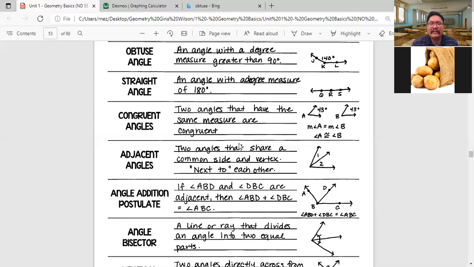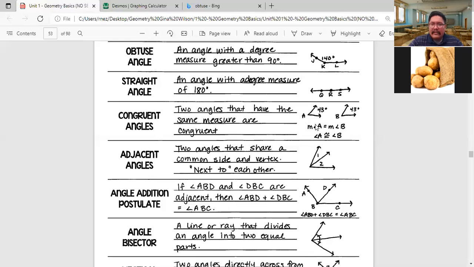Anyway, congruent angles. So next one here. Congruent angles have the same measurement. So just like we had congruent line segments, if I had another string exactly this long, they would be congruent. And in this diagram here, I have angle A, which is 43 degrees, and then I have angle B, which is also 43 degrees.